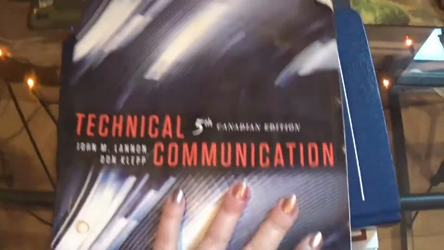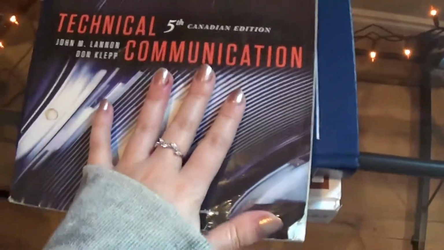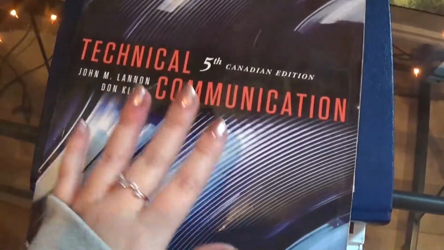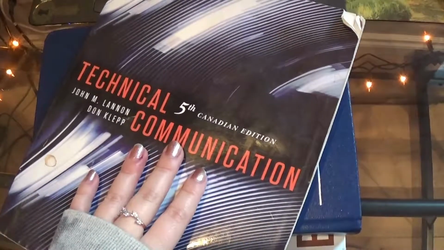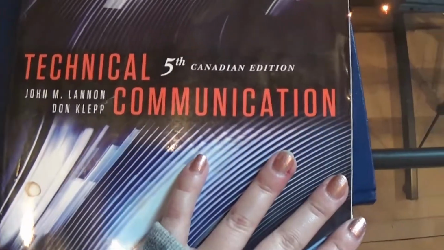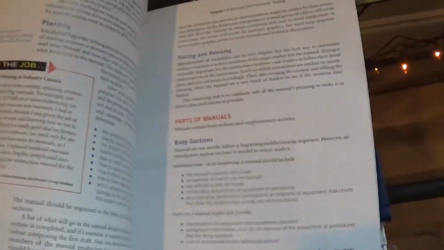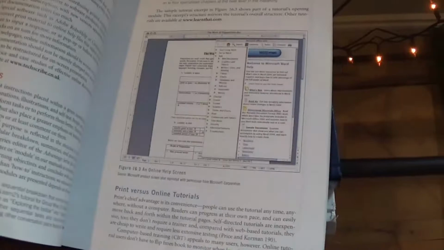The next book I want to talk about isn't as important, but still important. I use certain things out of this technical communication book, the 5th Canadian edition, which tells you how to write a good resume. It tells you how to give a good handshake. I learned a lot of very important communication skills in this.